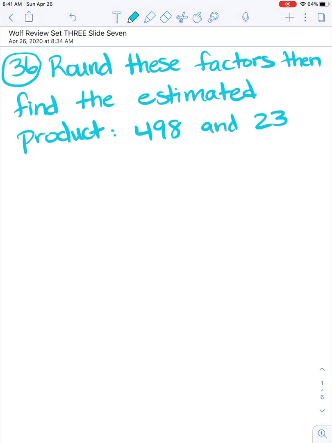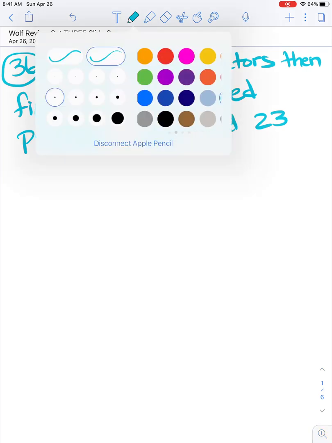Okay, class, today we are doing WIF review set 3, slide 7. We're going to round these factors and then find the estimated product. I'm going to round to the largest place value for each number.